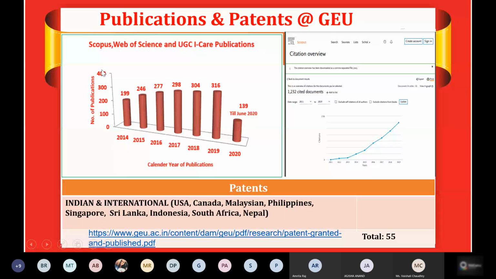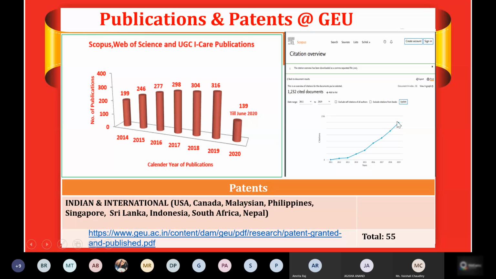This graph is showing the citation overview. Citation overview means the paper which has been published is cited or read by different researchers, different readers. And this graph is showing that the citation is continuously going up. It means our research papers are highly cited. They are recommended and referred to by different researchers in their papers, including our department's research.